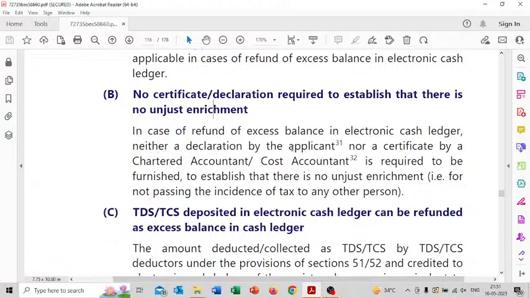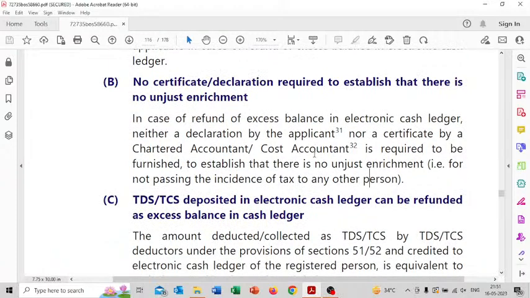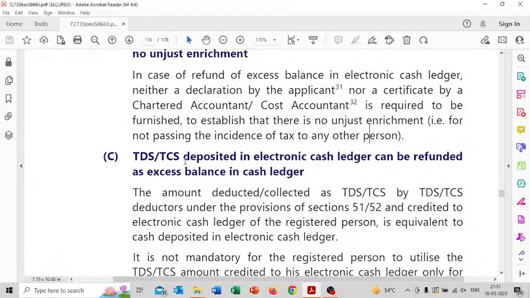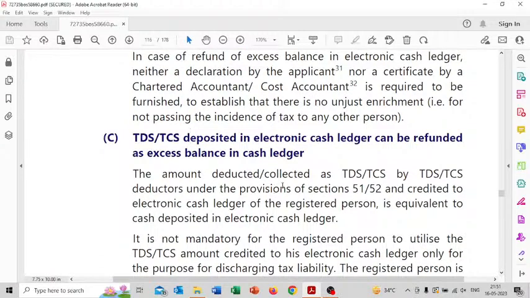Neither a declaration by the applicant nor a certificate by the chartered accountant or cost accountant is required to be furnished to establish that there is no unjust enrichment, that is, the incidence of the tax has not been passed on to any other person. आपका पास कैश लेजर पड़ा हुआ है तो आपको किसी जस्टिफिकेशन सर्टिफिकेट की ज़रूरत नहीं है, ऐसा इसमें क्वेश्चन में दिया गया है. Tax deposited in the electronic cash ledger can be refunded as excess balance in cash ledgers.